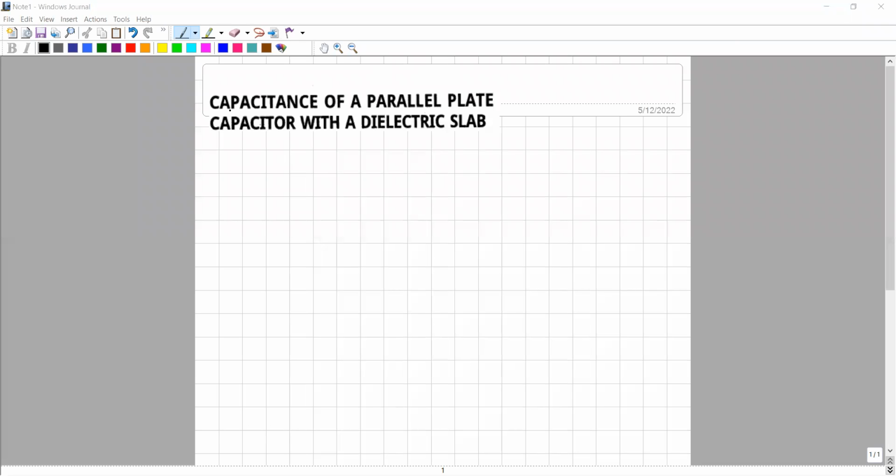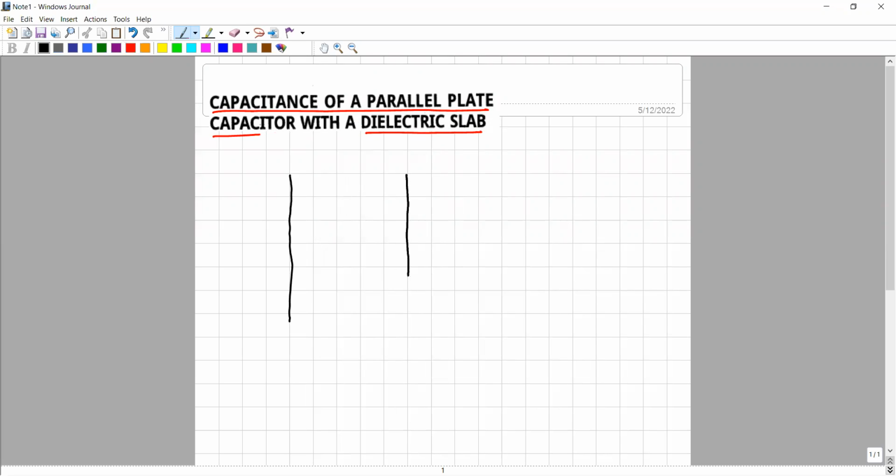So we are going to start with this topic, capacitance of a parallel plate capacitor with the dielectric slab. We already know that the capacitance of a parallel plate capacitor is C is equal to epsilon naught A over D. This we already know. So now what we are going to do is to insert a dielectric slab between the plates of the capacitor.